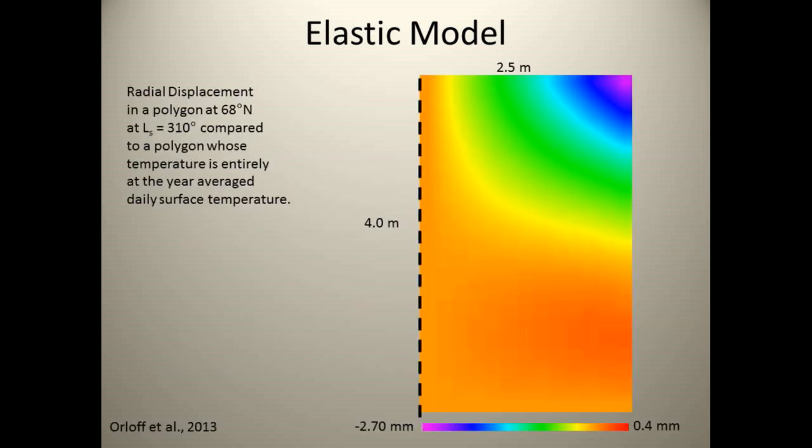And this looks something like this, where here I have the top of the polygon, and this is the center of the polygon. The colors represent the amount of contraction that would have occurred in the polygon relative to a polygon whose entire temperature is at the yearly averaged daily surface temperature. So this polygon experiences approximately 2.5 millimeters of contraction at its uppermost edge, and expansion at depth at this given time.